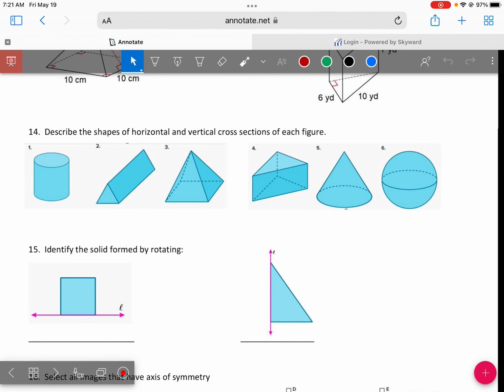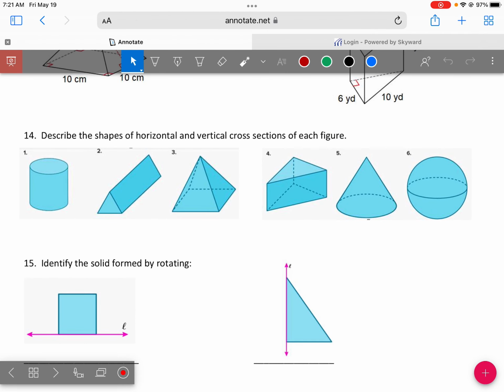And here we go. So number 14, describe the shapes of the horizontal and vertical cross sections of each figure. Okay, horizontal and vertical. So I'm going to do horizontal in red.